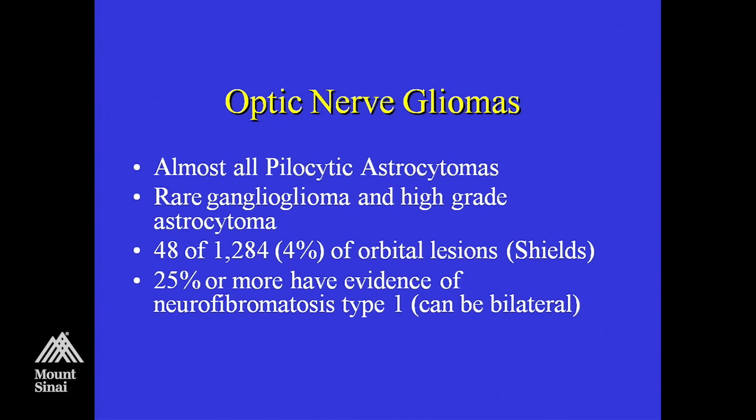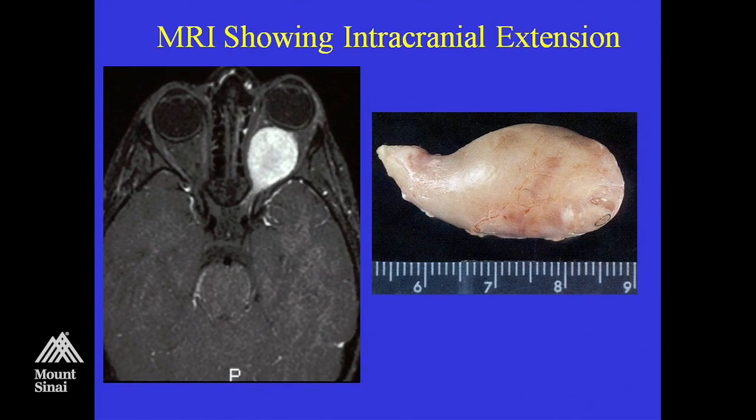About a quarter of patients with optic gliomas have evidence of NF1, and of course, in the context of NF1, these can be bilateral tumors. Here's a case which nicely highlights the typical growth pattern in the nerve. When they're in the optic nerve proper, they tend to expand and distend the dura like a sausage, which you can see radiographically. And then when you take these specimens out, you have this very distended, sausage-like growth of the optic nerve.